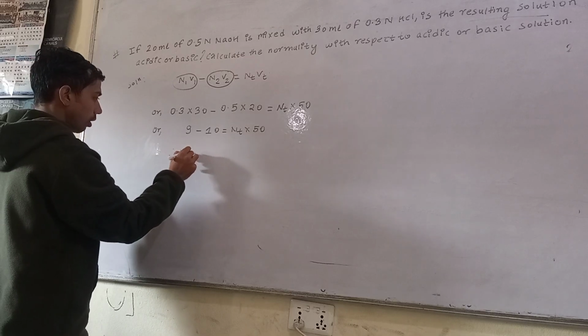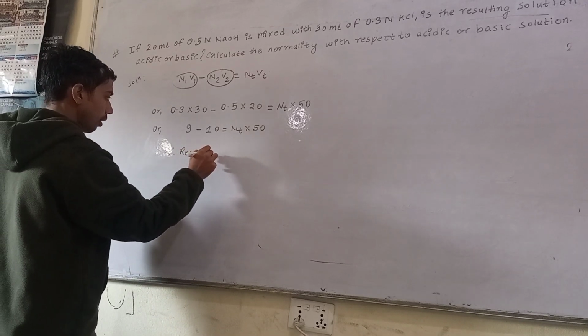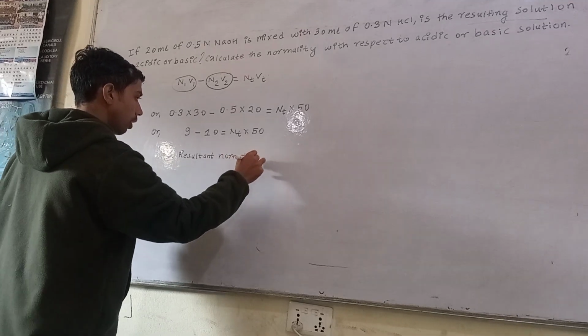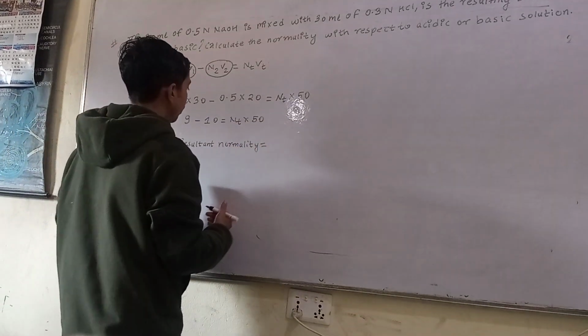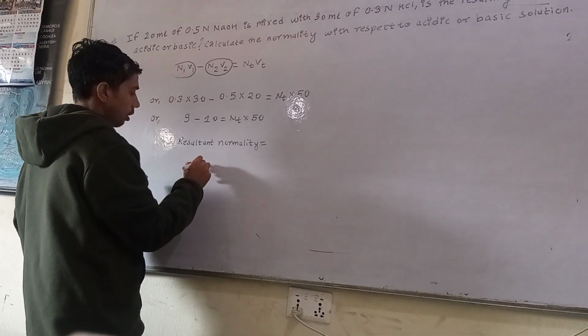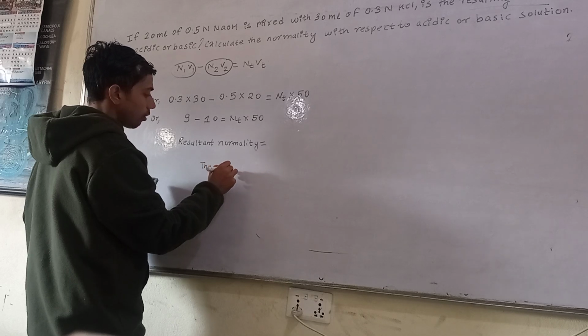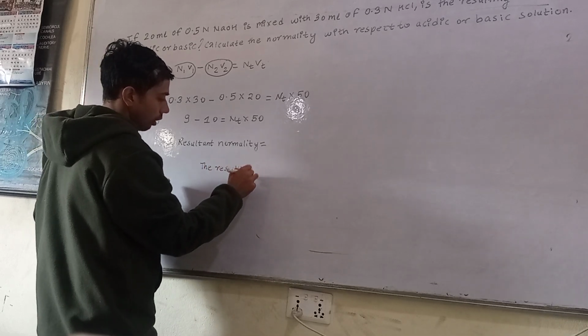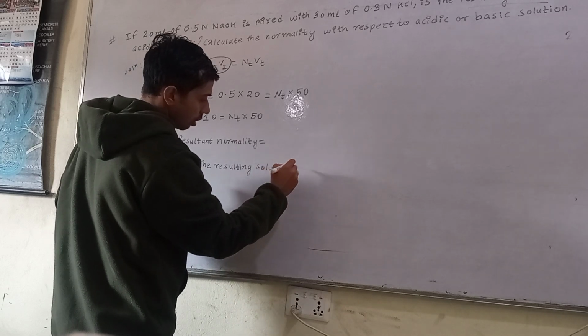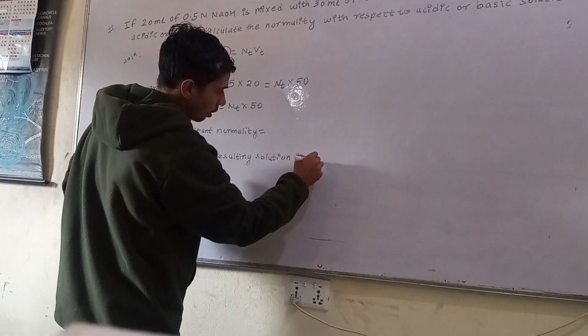Therefore, resultant normality equals 9 minus 10, that is minus 1. That means the resulting solution is basic.